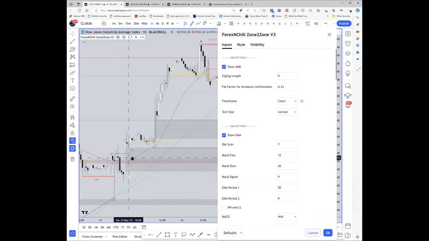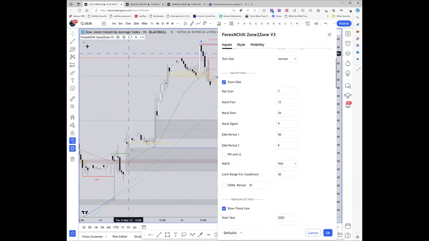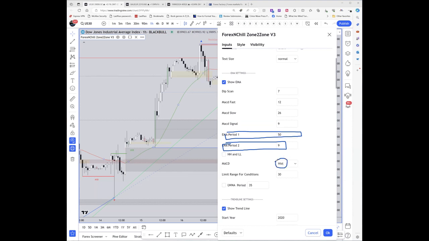So when you combine the trend with the break of structure, and we came out with an engulfing here, you see we're in an uptrend. Now this EMA is based off of a cross of two different EMAs. EMA 1 is 50, EMA 2 is 9. I have it turn green when it also lines up with the MACD histogram crossover.